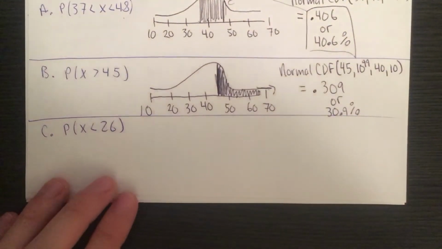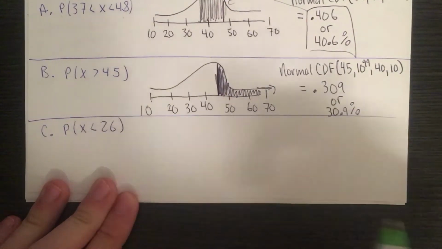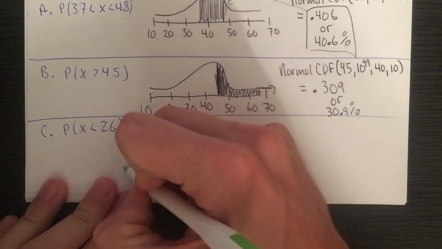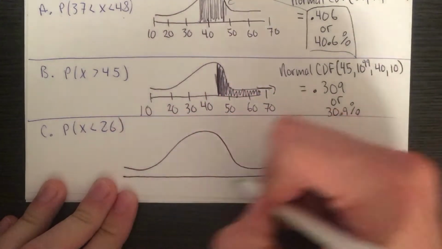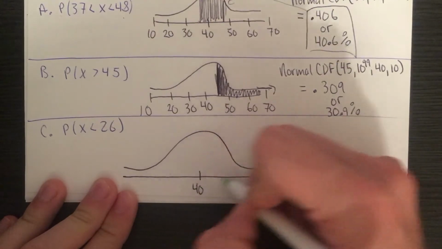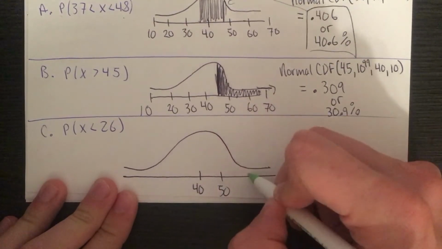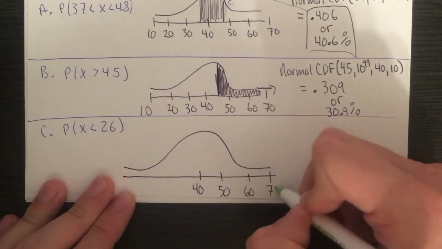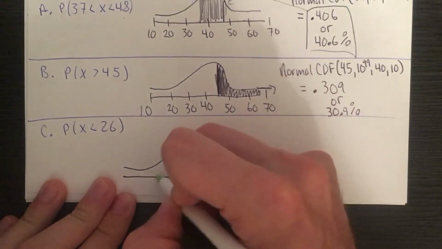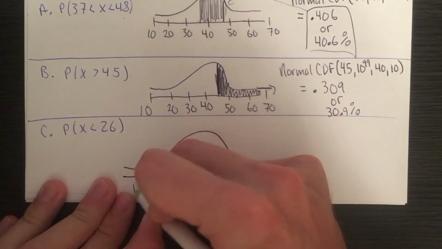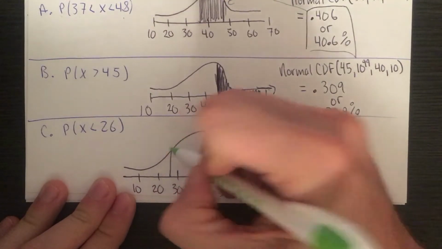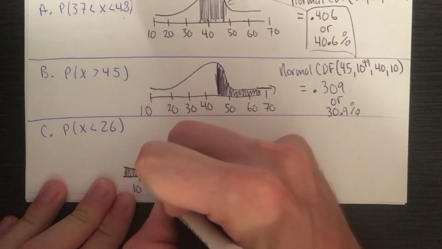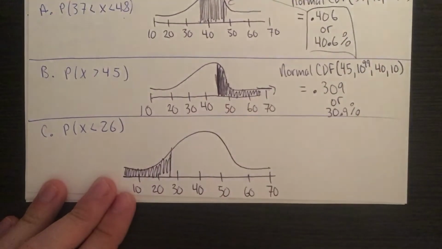And so then, if we've got a less than, it's going to be the same type of thing here, where we've still got the mean, we've still got this same old curve, 30, 20, and 10. We want to figure out 26, so roughly right there. We want to know how much of this curve is to the left of it.